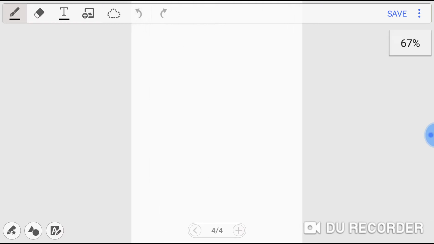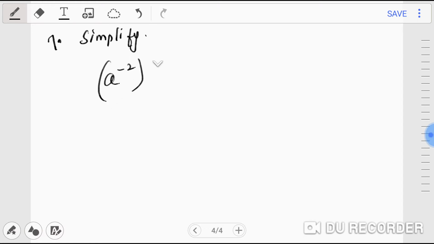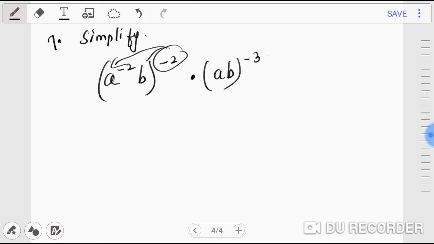Next, question number 7. Question number 7th we have simplify. In that we have a minus 2. Okay, sorry, we have b here. b bracket minus 2 ab raised to minus 3. Now as I said, this minus 2 will be with a also, with b also.